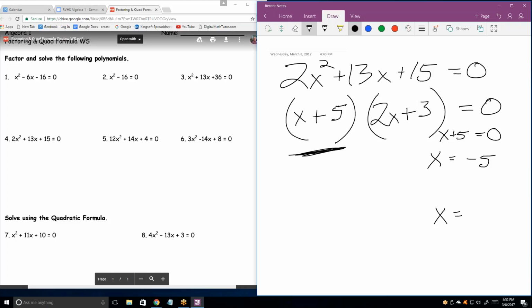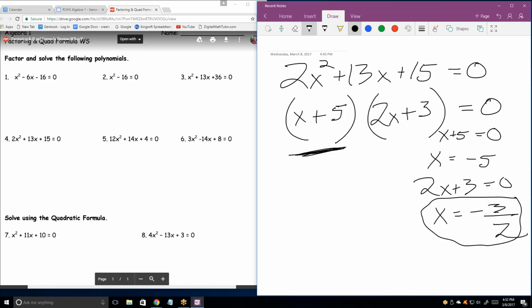Now, the second one, we're going to set 2x plus 3 equal to 0. Solve that. -3/2. Don't turn stuff into decimals just because you can. This is a far preferable answer. It just is. It's hard for me to explain why, but there's no need.